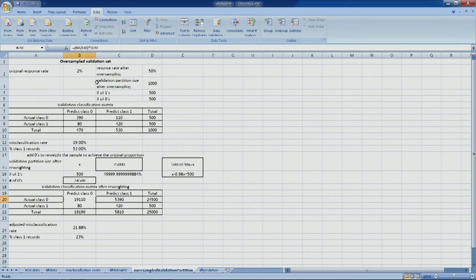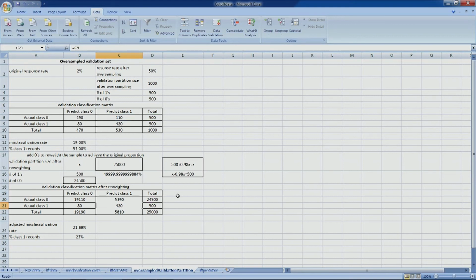Total we already have. So in this fashion you can compute: 390 divided by 500 is the ratio, and the total number of observations is 24,500. So we will get the new number of zeros in that particular cell. Similarly, this one can also be computed. You can see once again 110 divided by 500, as represented in C8 divided by D8, and then the total value being 24,500.